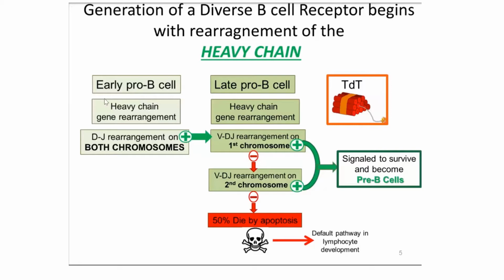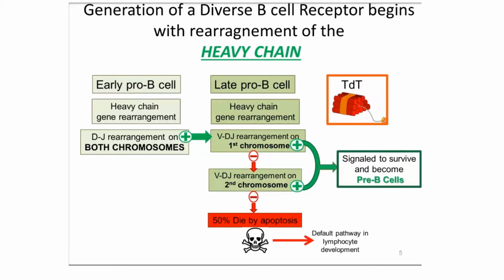So the first rearrangement happens on the heavy chain, and it's both D and J, okay? So both D and J rearrange on both chromosomes. This is essentially a foot race. They're both going to start rearranging. They're going to see who gets the job done first. Almost all of them will be able to do this, so that's fine. But all we have is D and J. Once it rearranges D to J, it goes from being an early pro-B cell to a late pro-B cell.